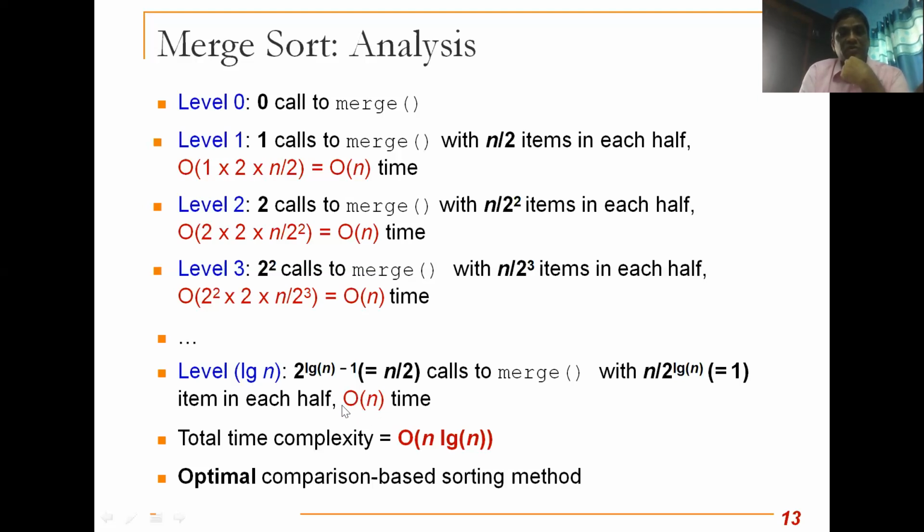Therefore the total time required by the merge sort algorithm is the number of levels times the time required in each level. Therefore it is log n times order of n, which is nothing but order of n log n. So the total time complexity of merge sort in the best case, average case, and worst case is n log n. There is no difference because merge sort always divides the elements into two halves irrespective of whether they are already sorted or not.